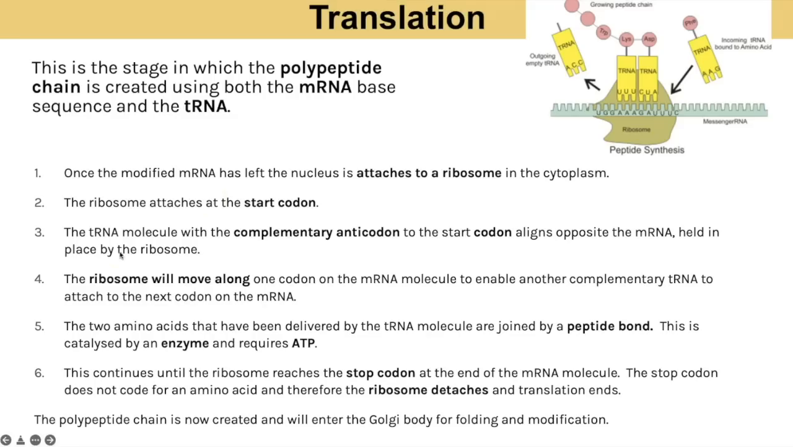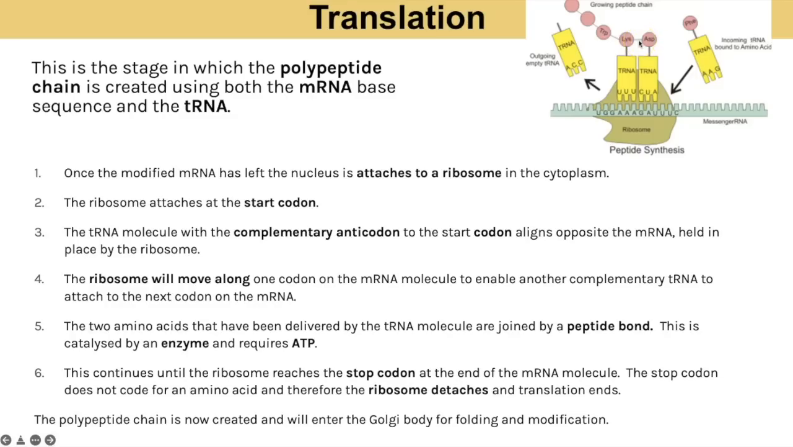The tRNA molecules with complementary anticodons to the start codon will then align opposite, and they're held in place by the ribosome, which we can see here in the picture. The ribosome holds together 2 tRNA molecules at a time. The 2 amino acids that have been delivered by the tRNA molecules are joined by a peptide bond.